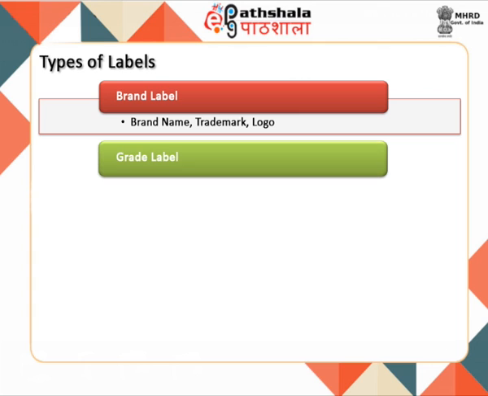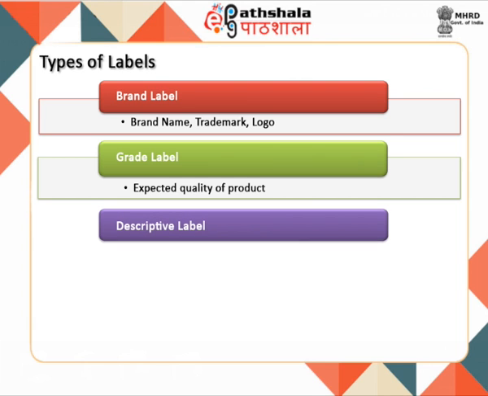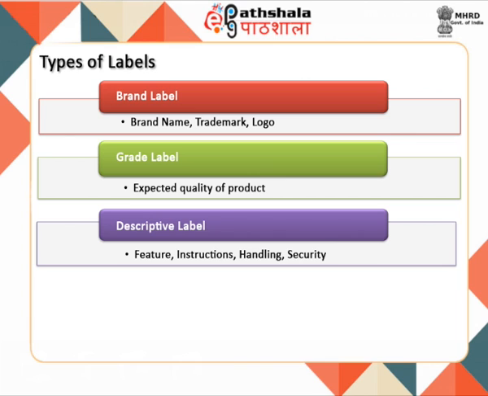Grade label. It states the expected quality of the product. This is what the consumer can expect after using the product. Descriptive label. It gives information about the feature, using instruction, handling, security, etc. of the products. Descriptive label is used for the products whose grade cannot be differentiated.